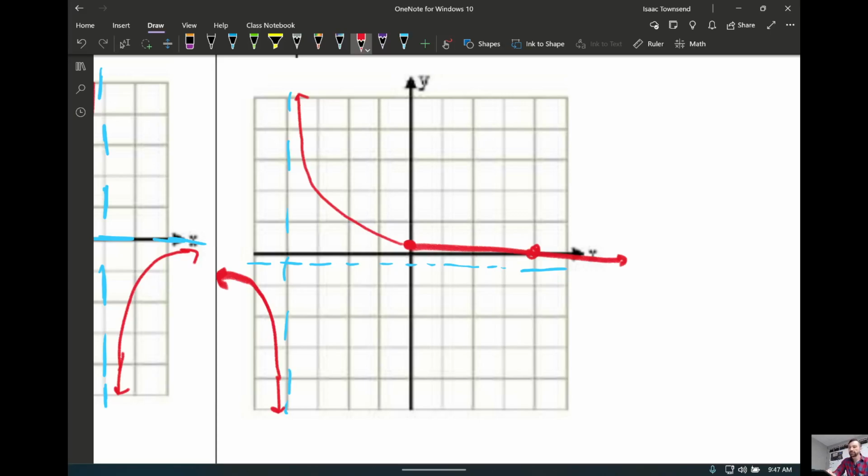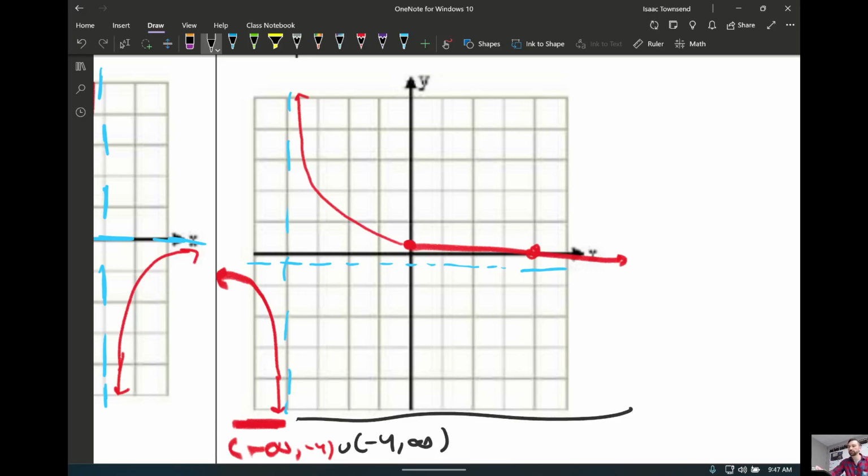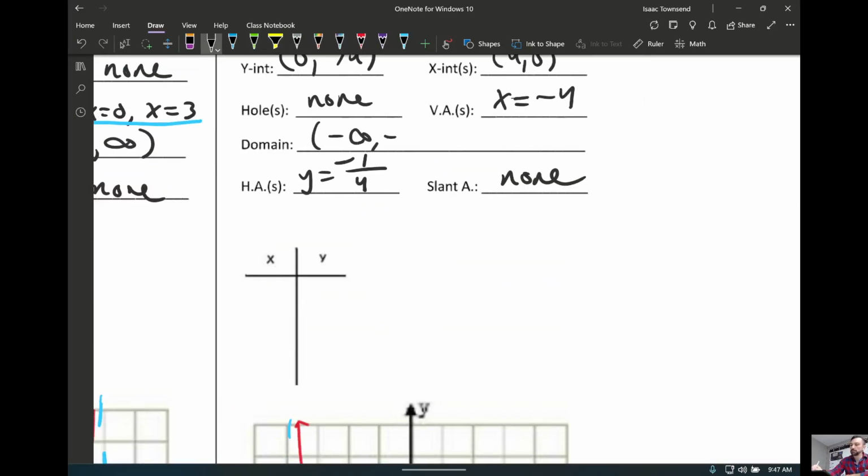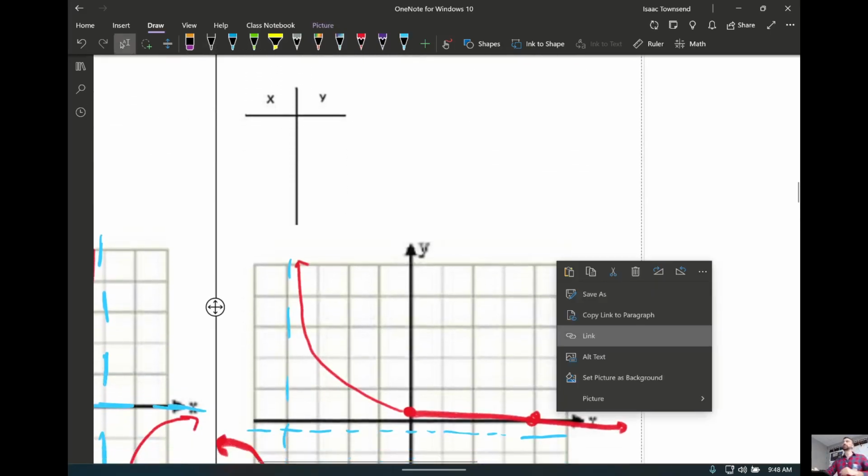So it looks like the domain should be everything from the left to -4, negative infinity to -4, and then all of this stuff, which is -4 to infinity. So basically, numbers less than -4 and numbers bigger than -4. Just a long way to say everything except for -4.